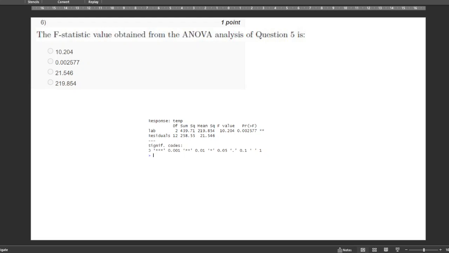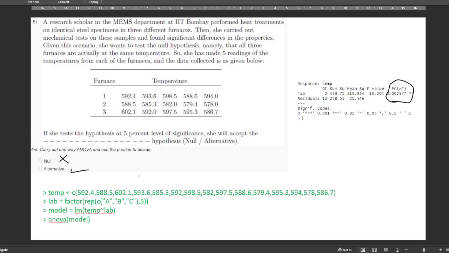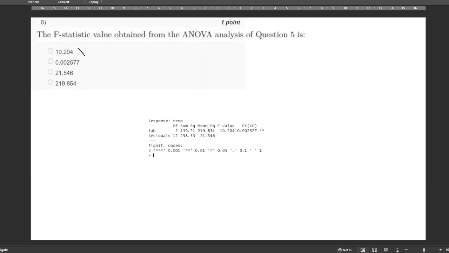Let's go to the sixth question. The F statistic value obtained from the ANOVA analysis of question 5. From the same question 5, they are asking us to find the F value. Once we have generated the probability, we are also left with the F value. It is 10.204. So this is the answer.